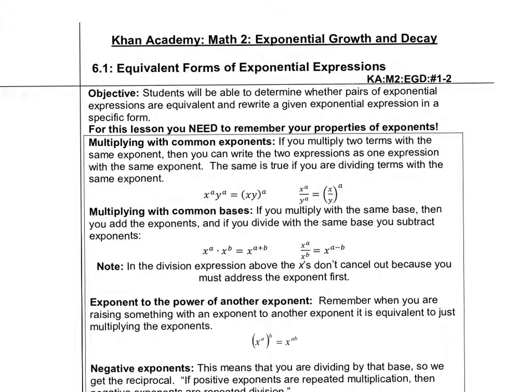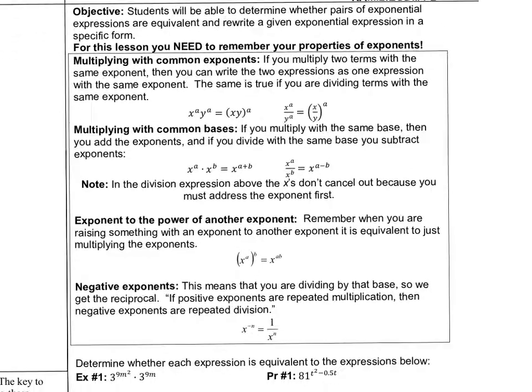All right, 6.1. This is all about equivalent forms of exponential expressions. Students will be able to determine whether pairs of exponential expressions are equivalent and rewrite a given exponential expression in a specific form. Okay, so in order to do this, we have to be very fluent with some rules here. So I'm going to recap some stuff here. It's all explained here. If you're confused with what I'm saying, I would definitely encourage you to read through these.